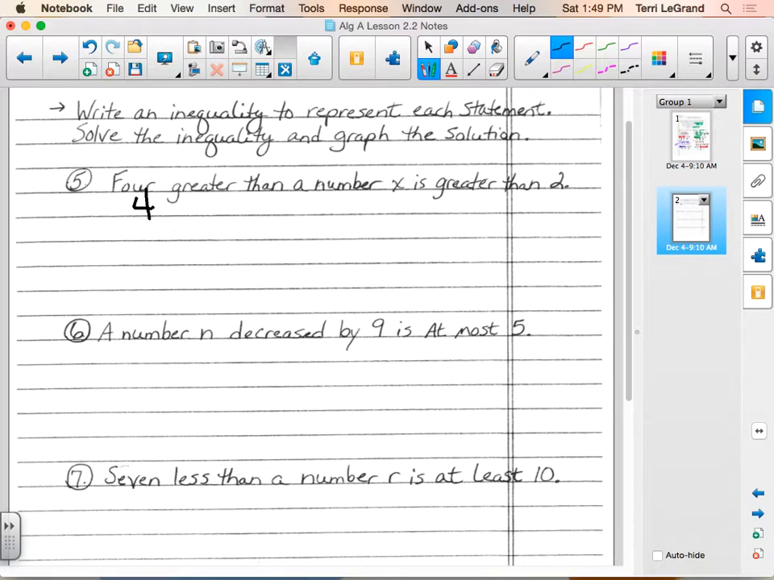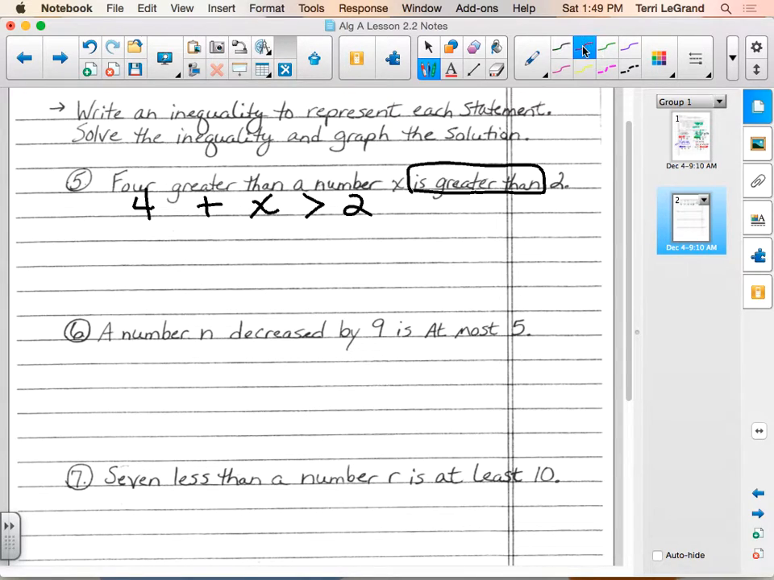Greater than. Notice there's not the word is there. It doesn't say 4 is greater than. It says 4 greater than. That means the operation addition. 4 greater than a number x. Okay, we'll put x next. Notice what it says here. Is greater than. There's our inequality symbol. Is greater than 2. So we have to make sure that we can replace the words with the appropriate symbols.